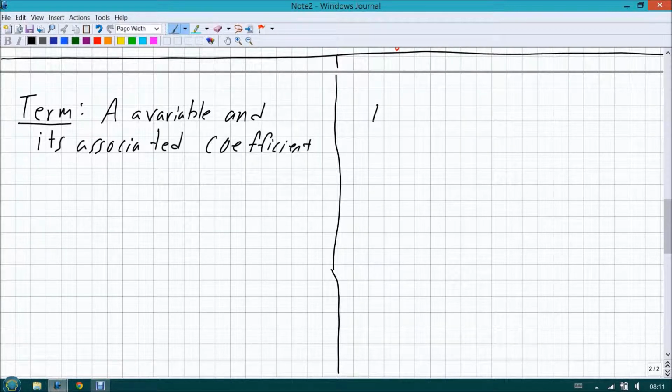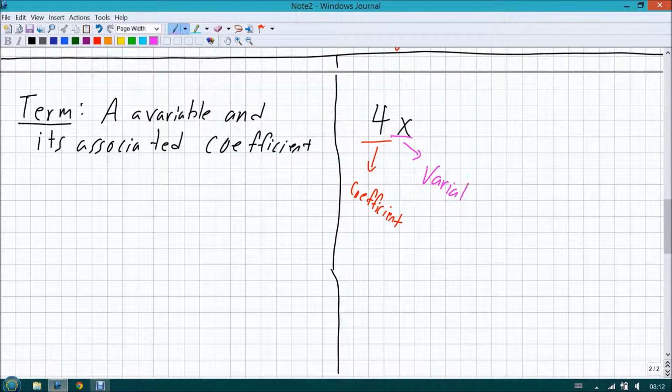Let's say that we have the term 4x. The 4 portion is called the coefficient. The coefficient is always a number. We might not know what that number is, but we know that it is a static number. It always remains the same, always. It never changes. Otherwise, it would be called a variable. Because what is that other piece called? That's right, that's the variable. Because we don't know its value, and it can change.